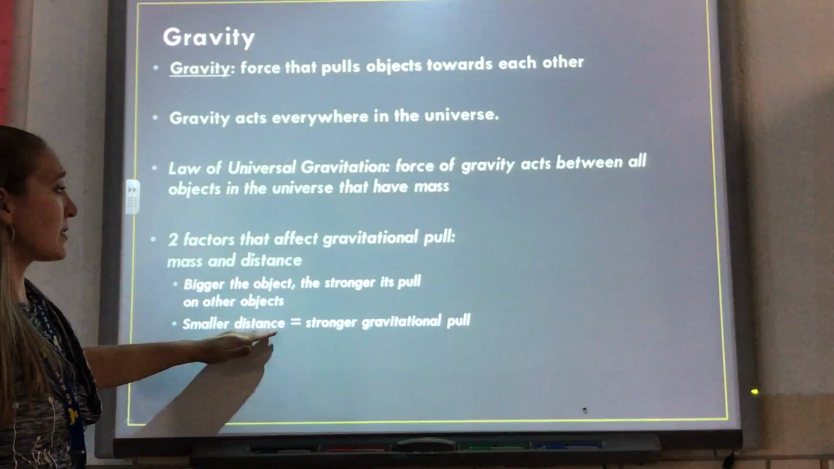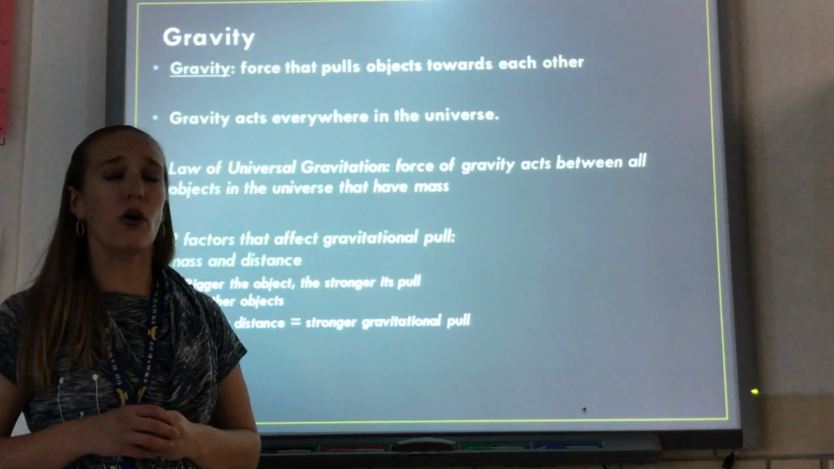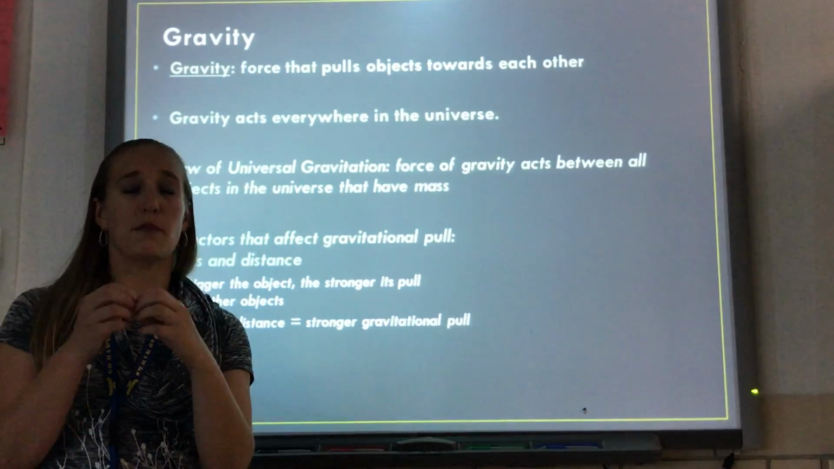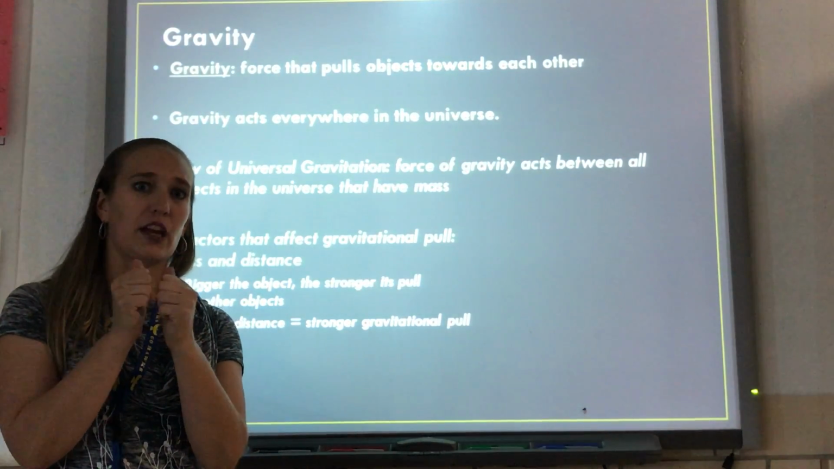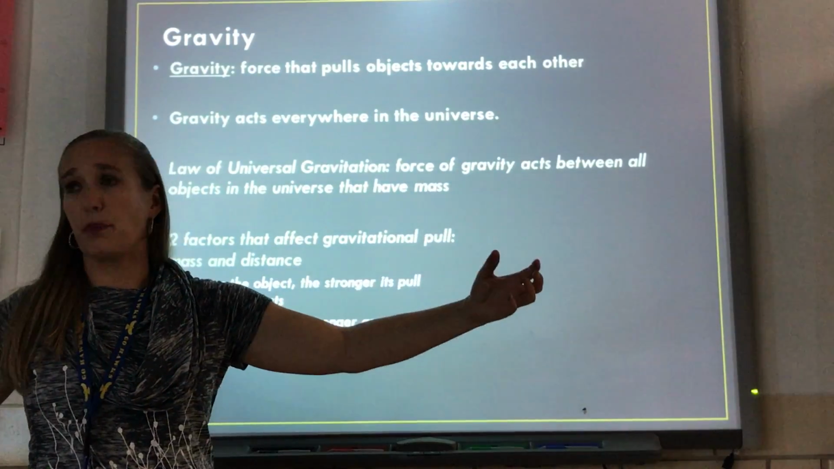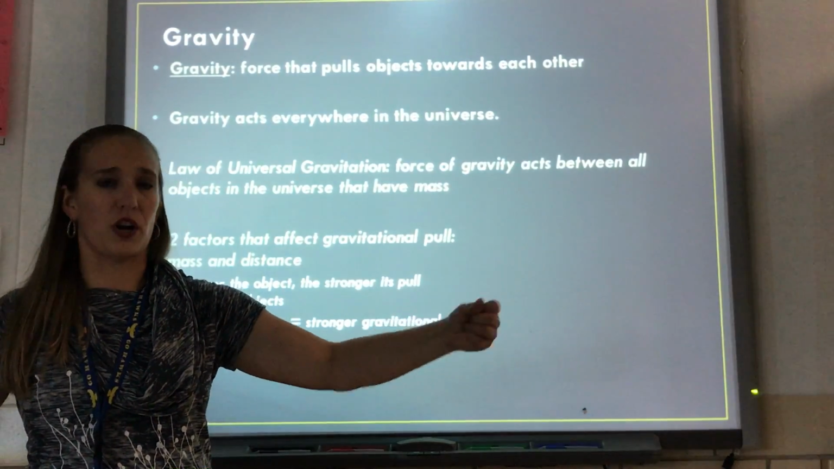Bigger magnets have a stronger pull on other magnets or other objects. A smaller distance means a stronger gravitational pull, meaning we get them closer together. Think magnets. You bring two magnets close together, they really start pulling on each other. You get them really far apart, and they're probably not going to be pulling too hard on each other.